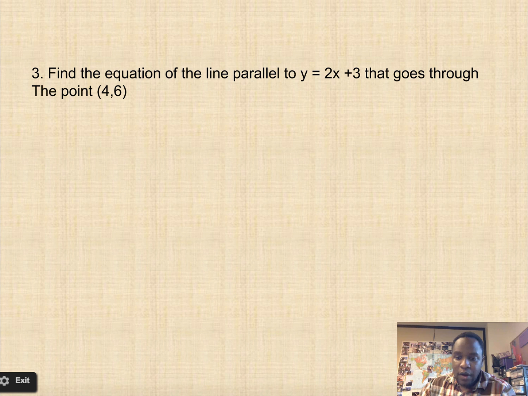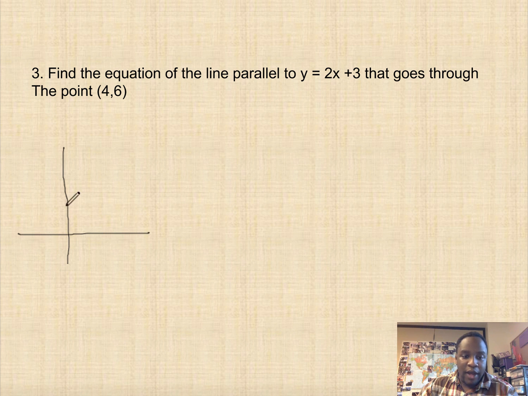All right, so now we're going to find the equation of the line that is parallel to y equals 2x plus 3 that goes through the point (4, 6). To get a sense of what that would look like, let's make a little graph. We know that we have y equals 2x plus 3. The y-intercept is 3, and it goes up 2 over 1, up 2 over 1, kind of like this.